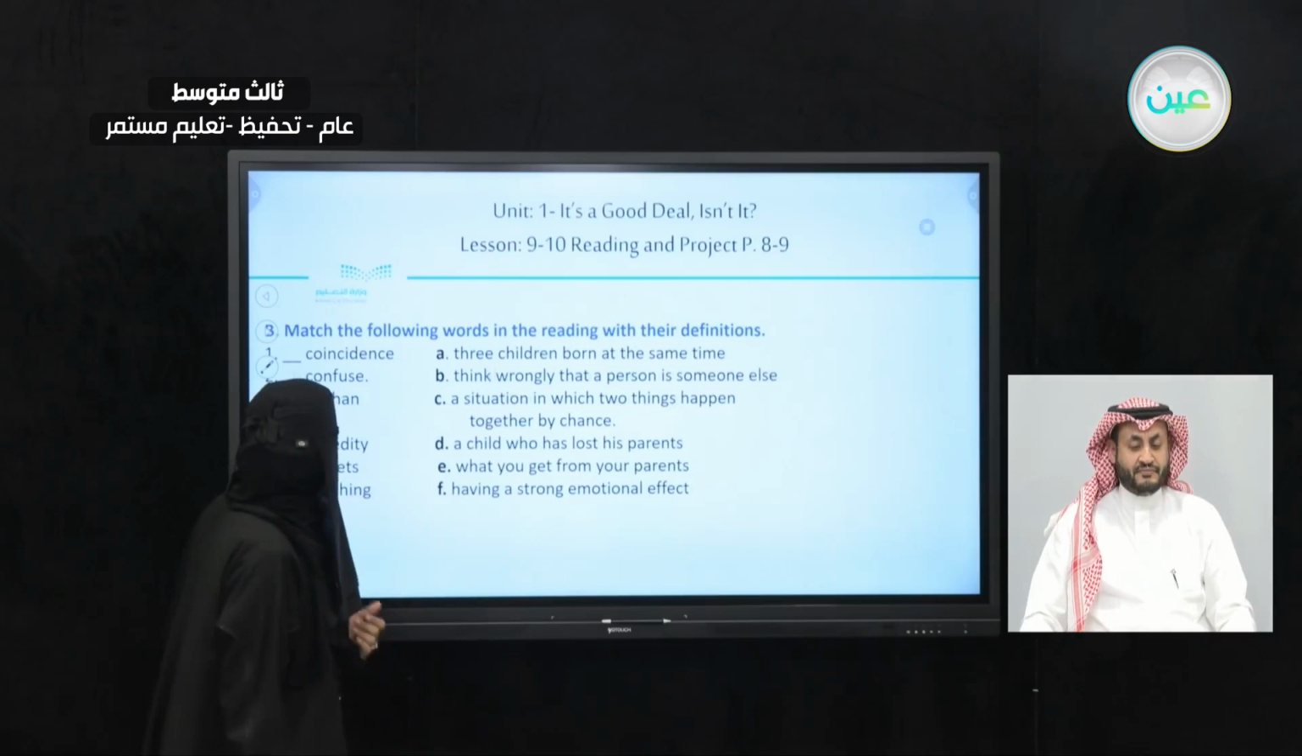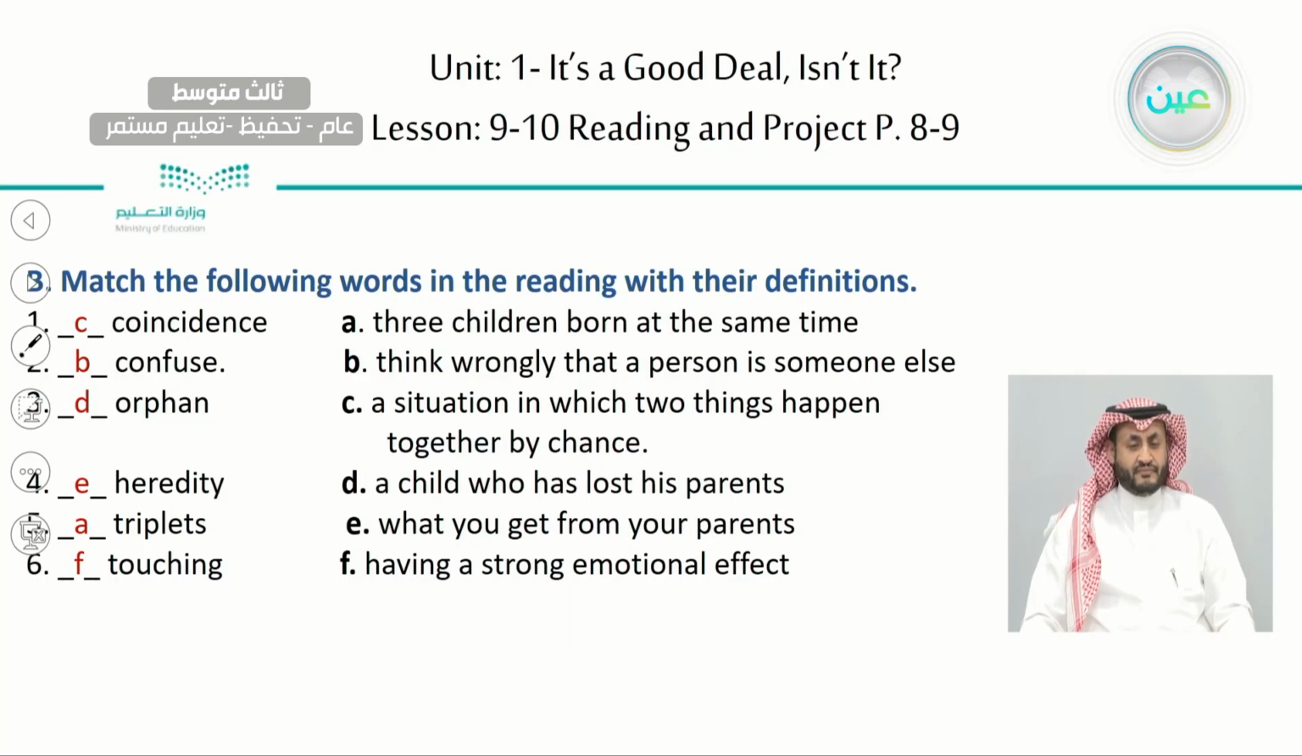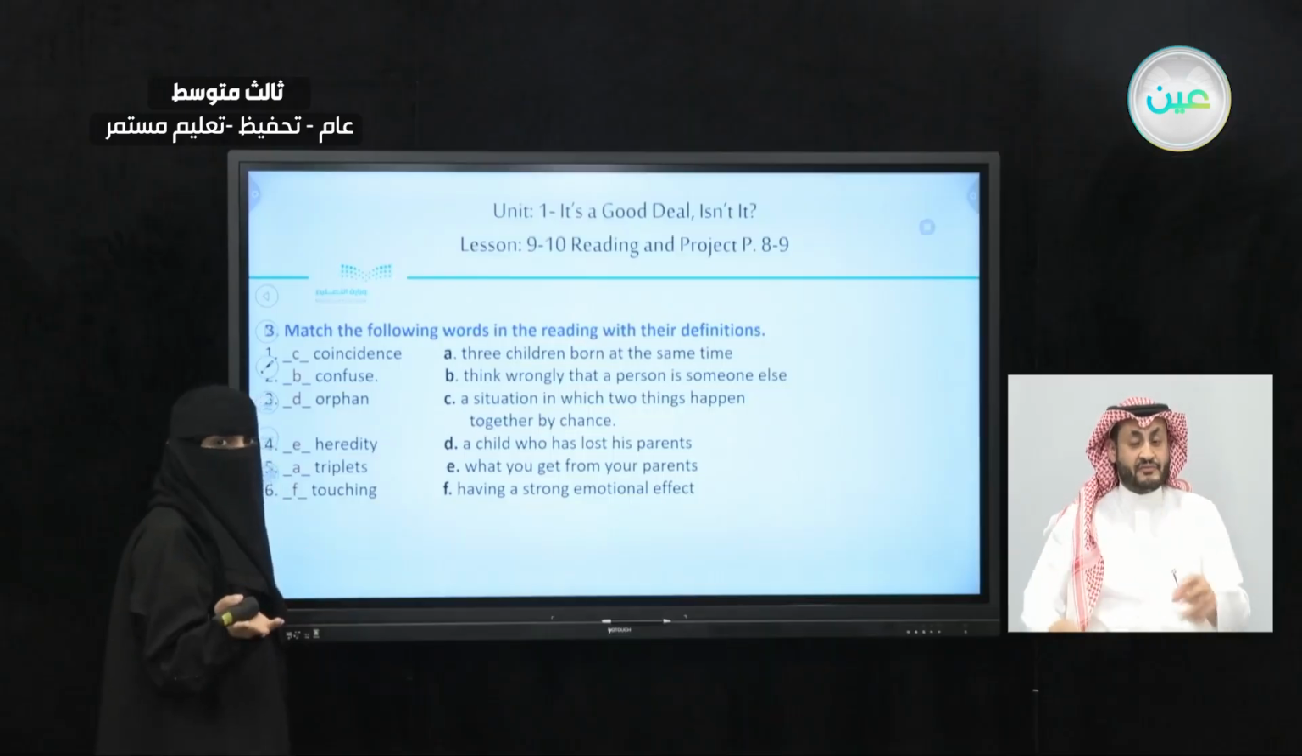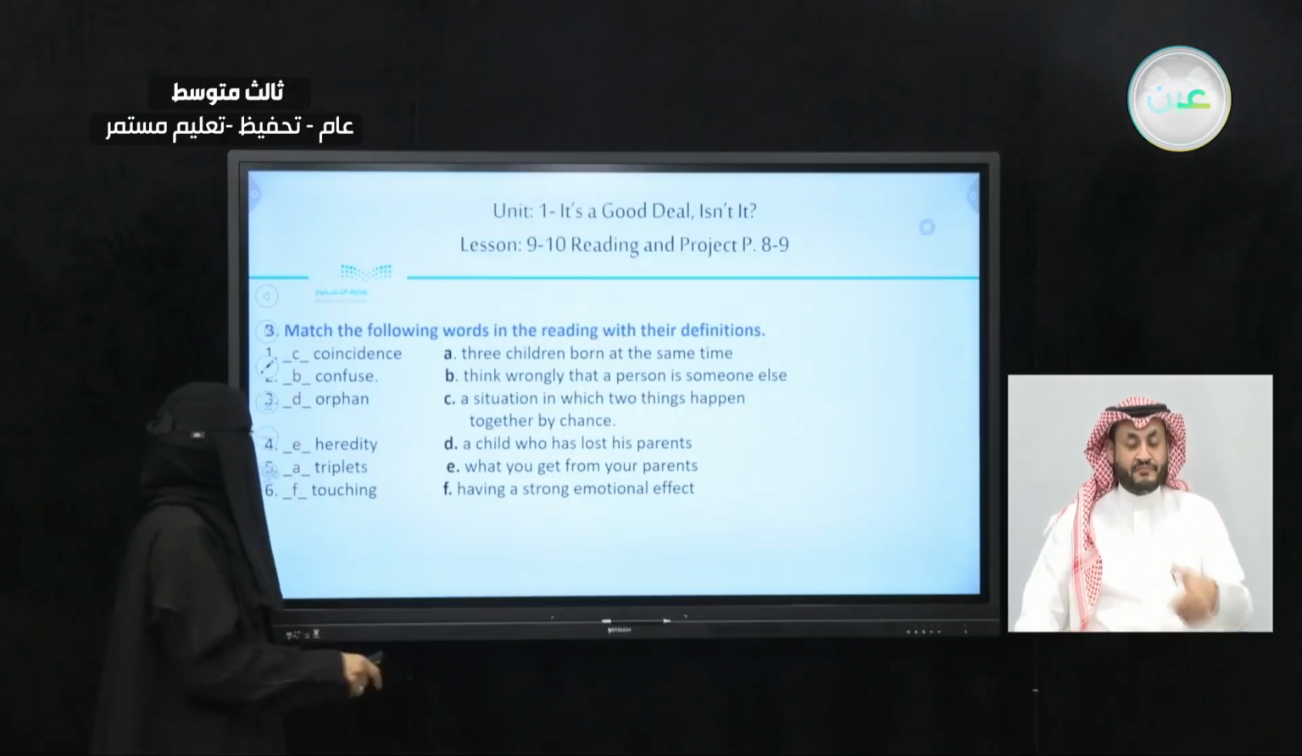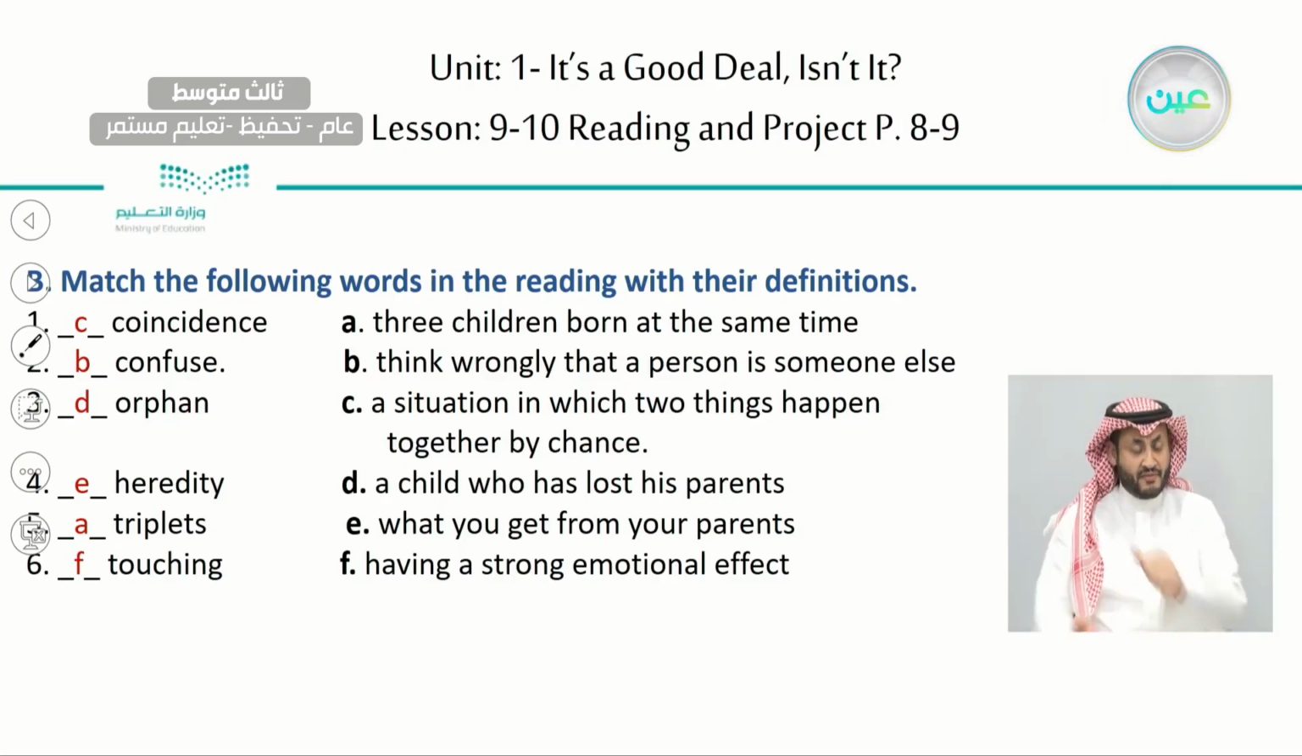Let's see the answers together. For number 1, coincidence. What does coincidence mean? It means a situation in which two things happen together by chance. Something by chance. Say you met your friend by chance. This is a coincidence. Like when the 3 triplets met each other. One just read it in the news. This is a coincidence, right? It's not planned.